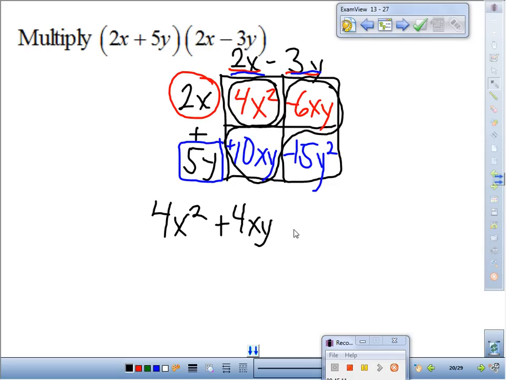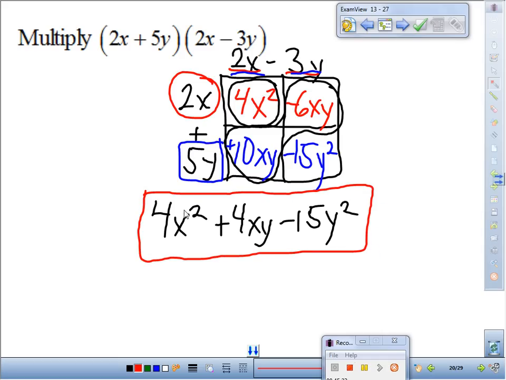4xy. And we bring down the negative 15y squared. Can I combine anything else? No, this is my solution. And like I said, by now we are experts at these, right? Okay, copy that if you haven't finished.